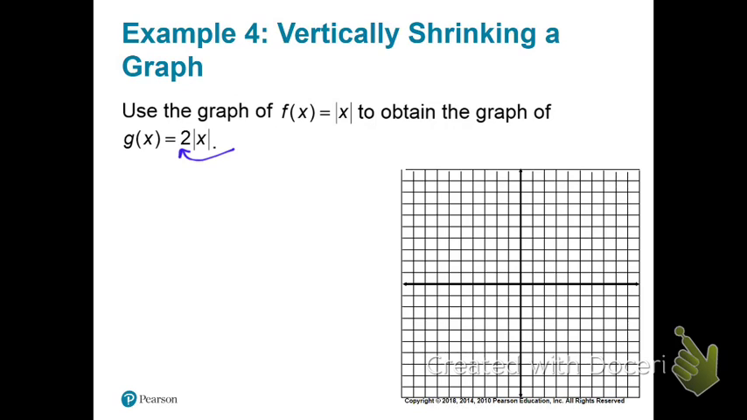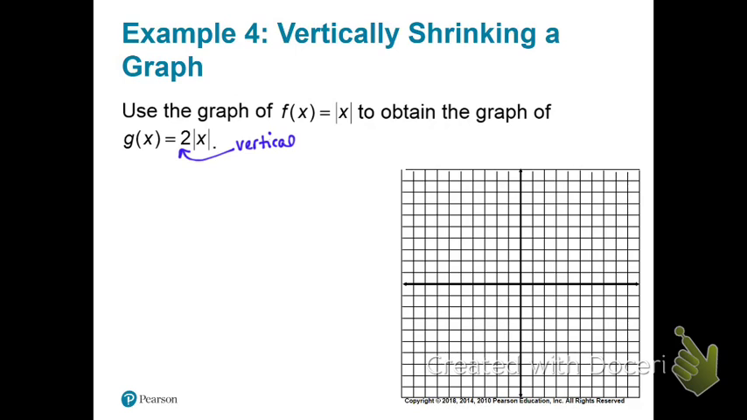Is it going to be horizontal or vertical? It's going to be vertical because it's not inside with the x. Is it going to be a stretch, a compression, or a shift if it's being multiplied? It's either a stretch or compression. And when it's on the outside and it's a number bigger than 1, what is it going to be?